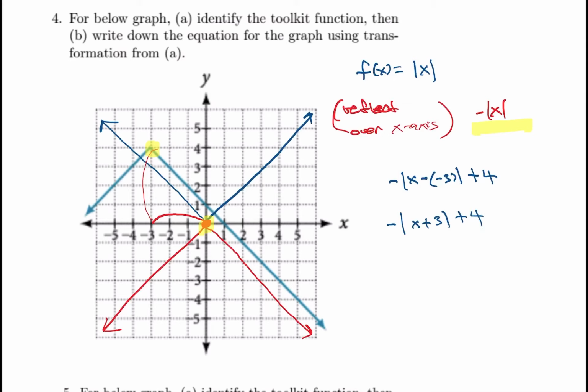So this is the new transformed graph, the one highlighted right here. This highlighted graph is this one right here. So again, it is important that we recognize which was the original function it transformed from.